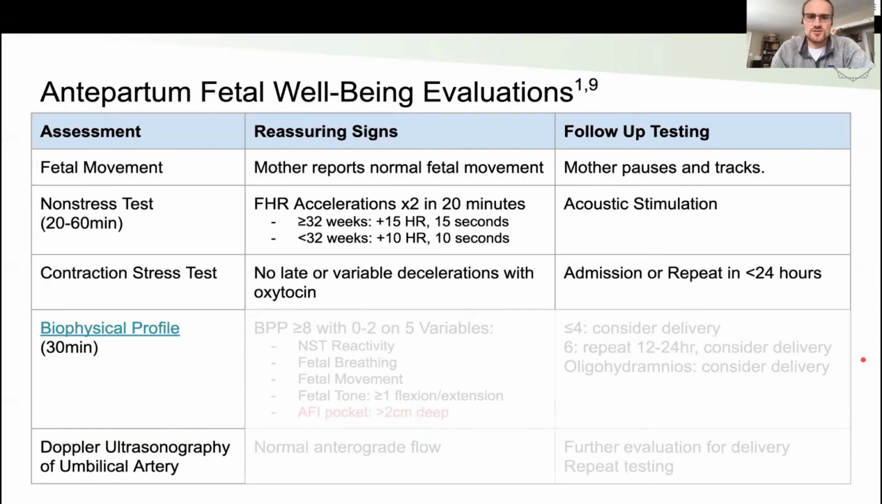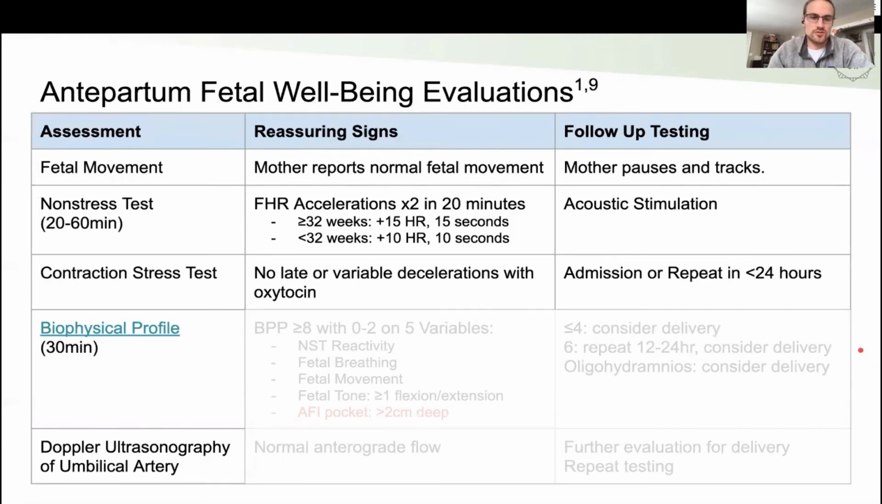Then we have contraction stress testing, where you administer oxytocin, and then you see if any late or variable decels occur. If you do have late or variable decels with contraction stress testing and you're concerned, you could omit or you could repeat the testing in 24 hours to see if you see similar symptoms.